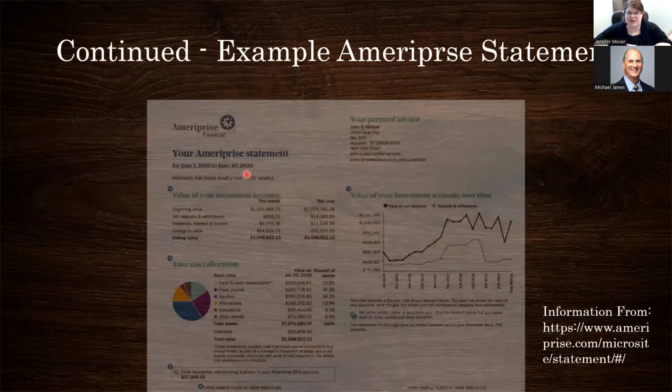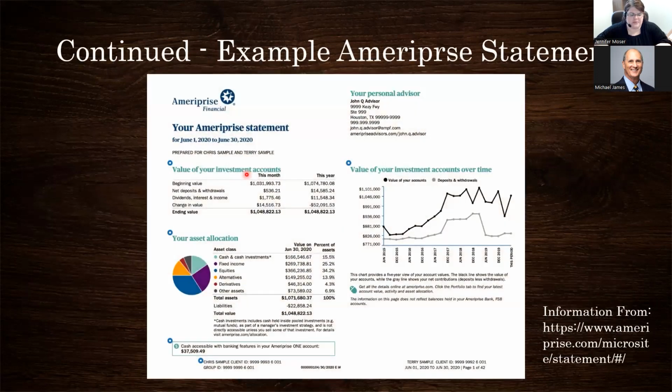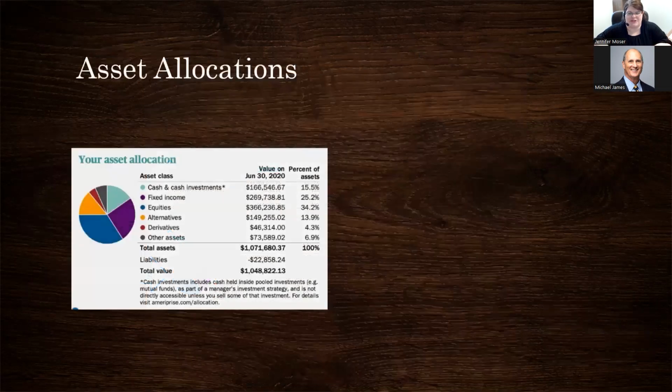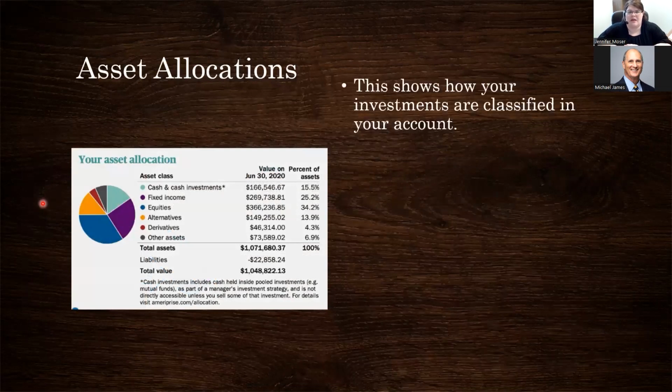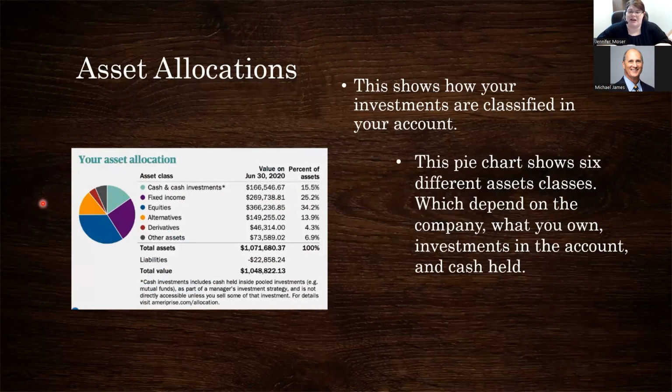So right, let's continue. What else is on a statement? So the next thing you'll notice is your asset allocations. This pie chart, because we love our pie charts, you'll see it right here. This pie chart right here shows how your investments are classified in your account. So for example, in this pie chart, it shows 6 different asset classes. And all this depends on the company, what you own, what investments are on the account, and any of your cash held in the account as well.